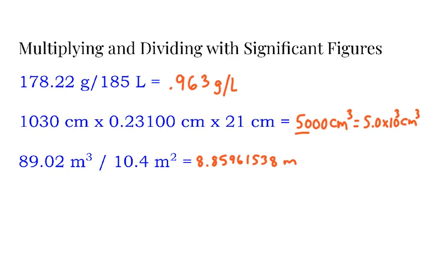Finally, when I divide 89.02 meters cubed by 10.4 meters squared, my calculated answer is 8.85961538 meters. Since 10.4 meters squared only has 3 significant figures, I need to round my calculated answer to also have 3 significant figures. And I get 8.86 meters. There you go. That's how you do math with significant figures.